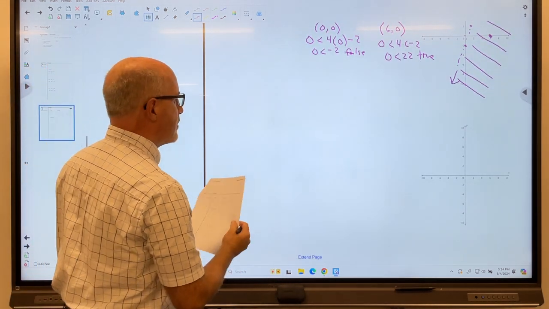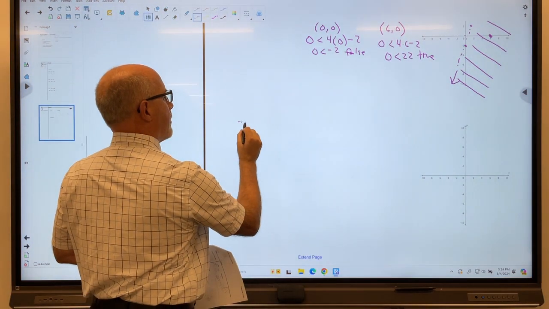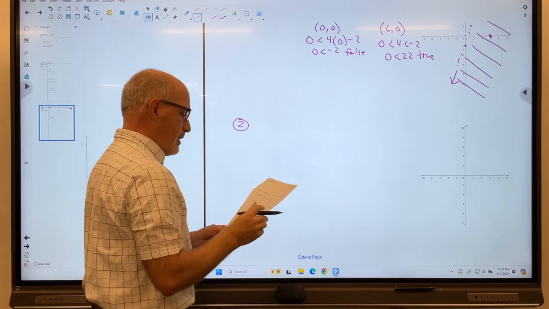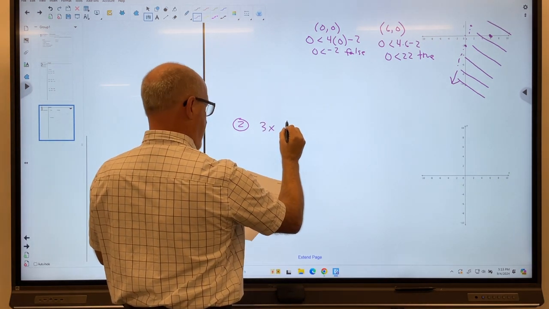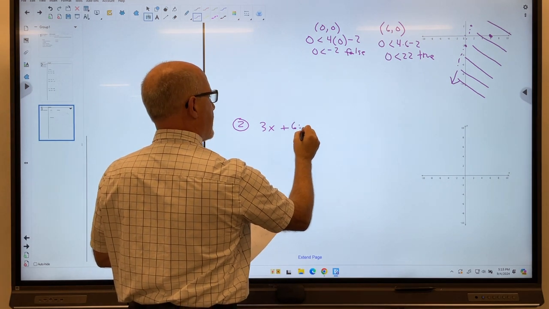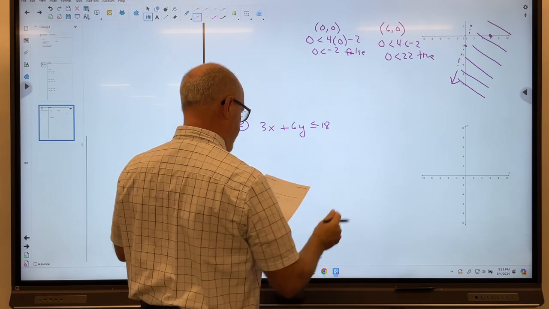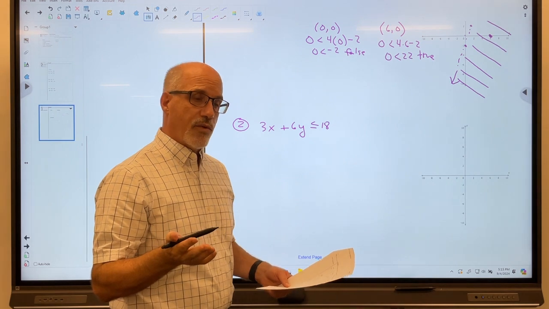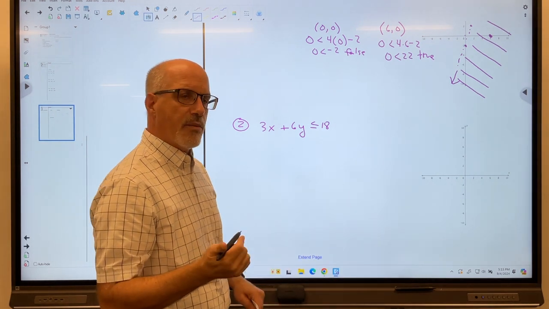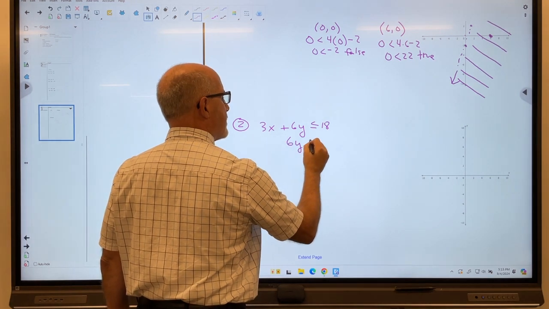All right, so here's our second example. Let's do 3x plus 6y is less than or equal to 18. So first of all, I could graph it in this form if I want to, but let's go ahead and get it in slope-intercept form. So I'm going to subtract 3x from both sides.